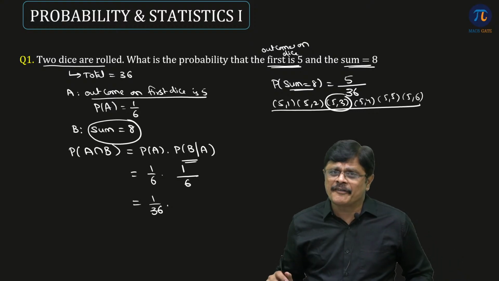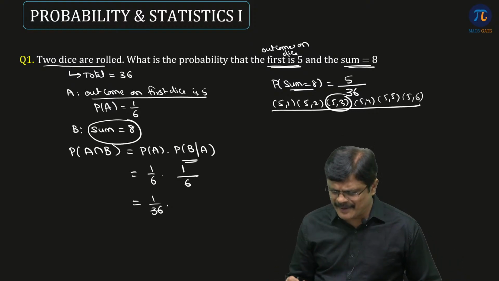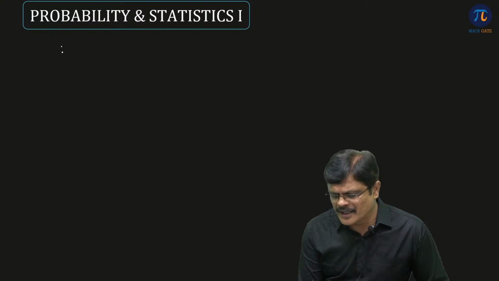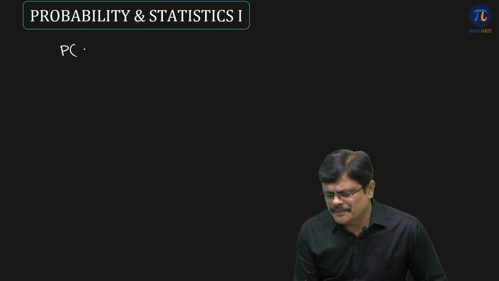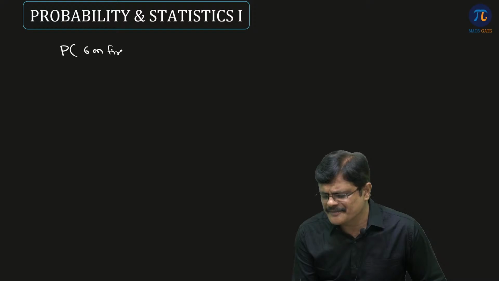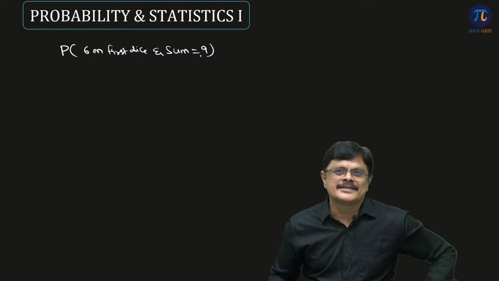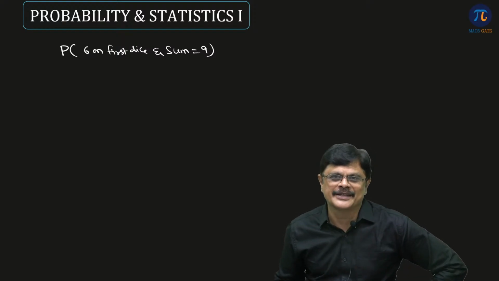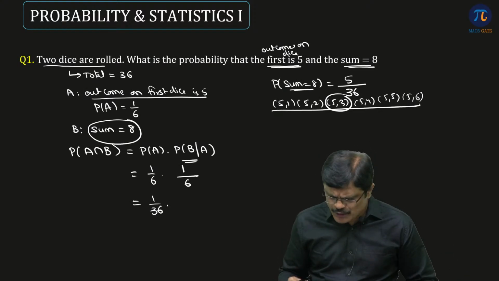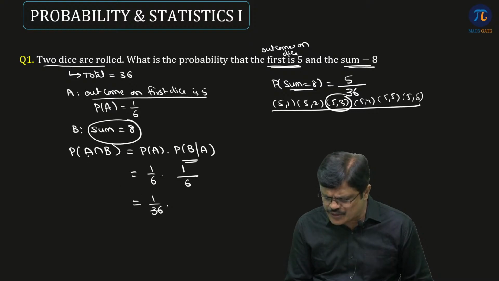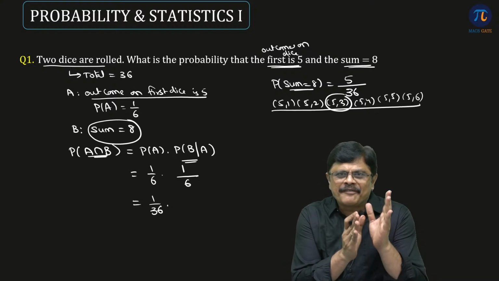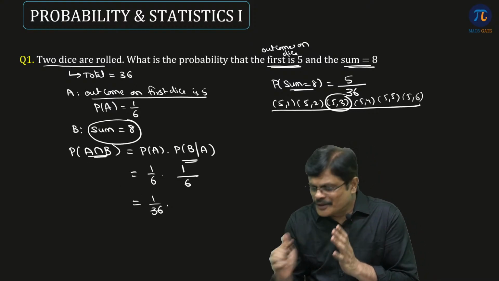See, you can try different problems like this, my dear friends. Maybe I may ask you, like, 6 on first dice and sum is equal to 9. 6 on first dice and sum is equal to 9. Actually, you can solve this problem directly also. First dice you want to get 5 and what is that?